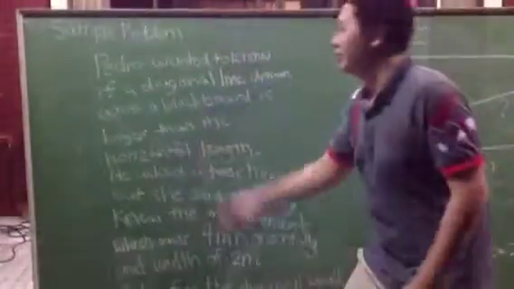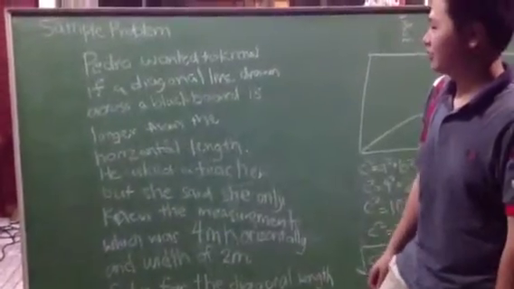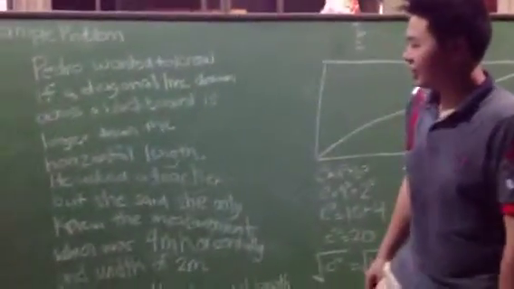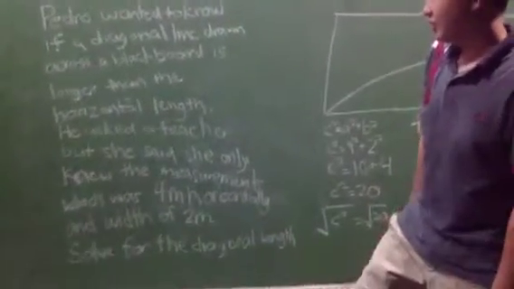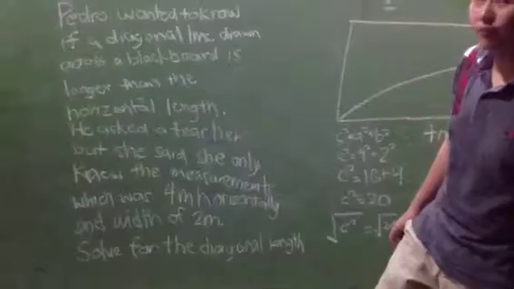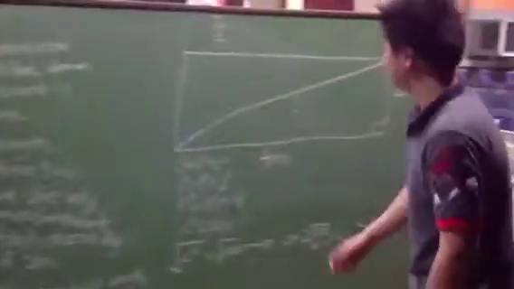For the example problem: Pedro wanted to know if a diagonal line drawn across a blackboard is longer than the horizontal line. He asked a teacher, but she said she only knew the measurements, which were 4 meters horizontally and a width of 2 meters. Solve for the diagonal length.